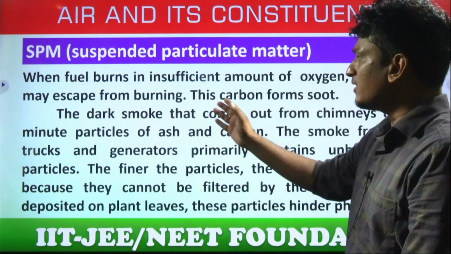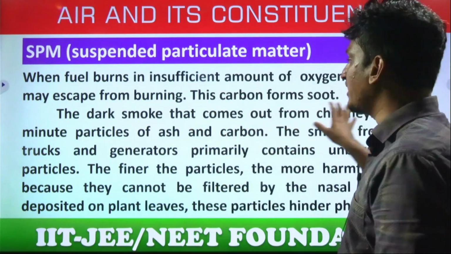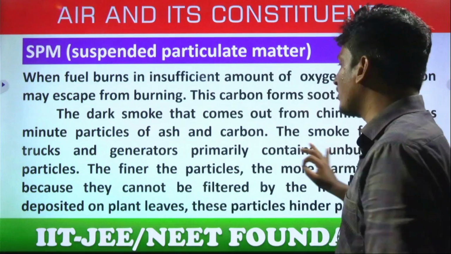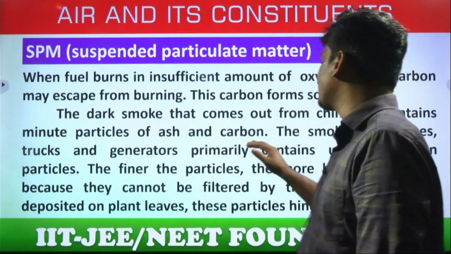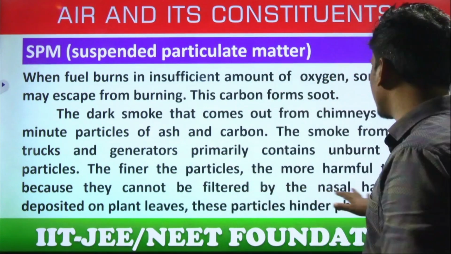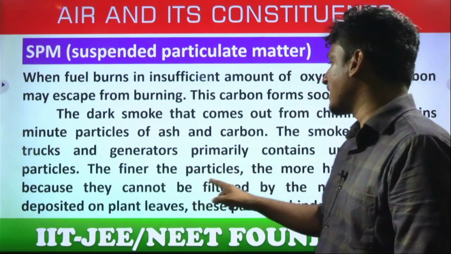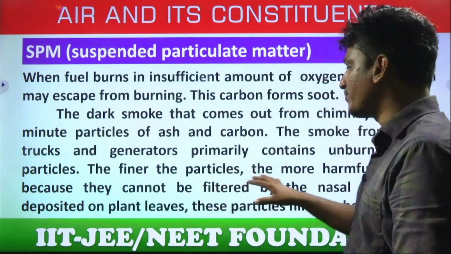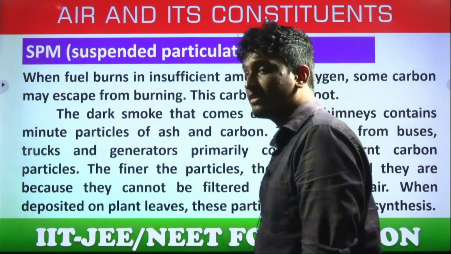So the dark smoke that comes out from the chimneys contains minute particles of ash and carbon. The smoke from the buses, trucks and generators primarily contains unburned carbon particles. The finer the particles, the more harmful they are because they cannot be filtered by the nasal hair, and when they are deposited on plant leaves, these particles hinder photosynthesis.